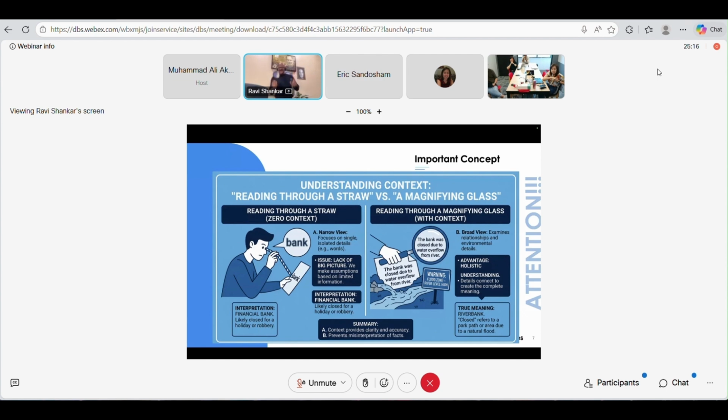It is not about the financial institution that we are talking about here. It is about the river bank, and the river bank is closing because there is a threat of water overflow. You got the context. You got linking the things together. Now you can use this not by using a straw, but by using a magnifying glass.